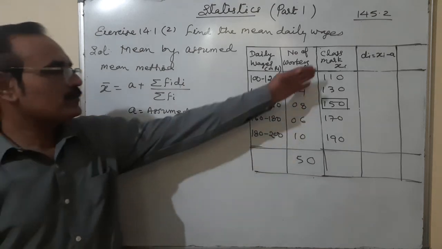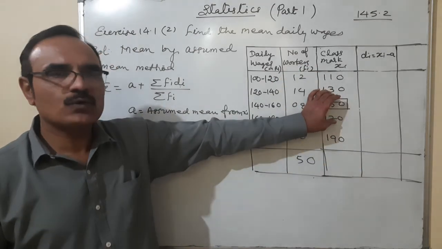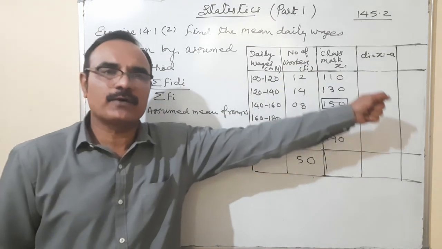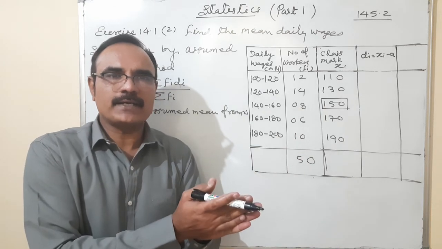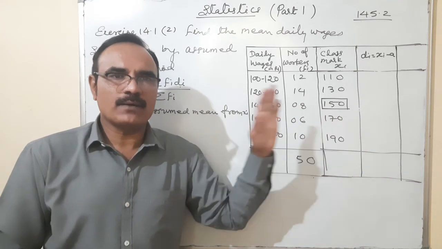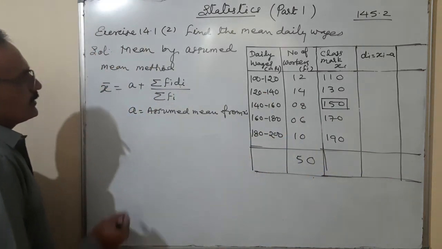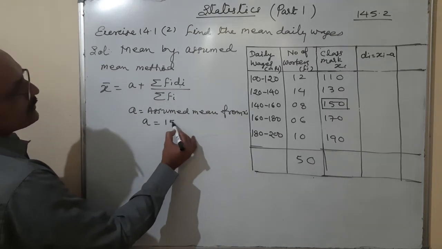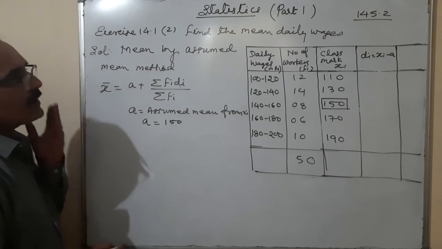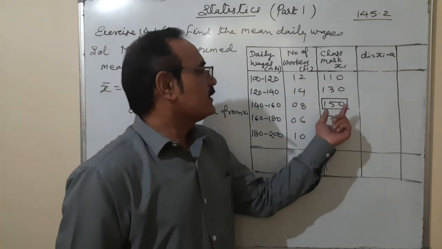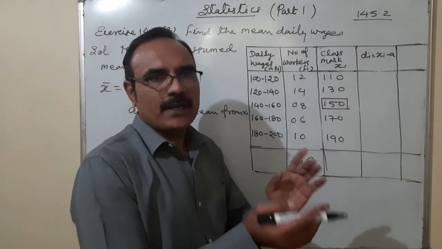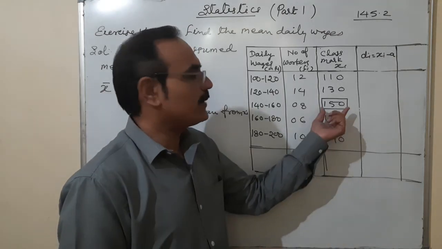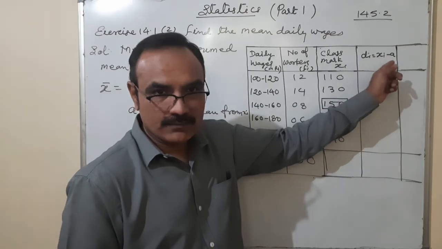By the way, suppose there are 6 numbers, then there are 2 mid values. You can select any one of them. You are not going to add and divide by 2. So the assumed mean A is 150. Deviation from it means how much these data deviate from 150. This is the meaning of it.